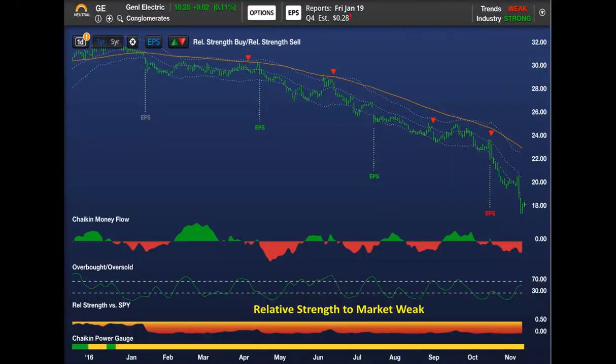Now, in this case, we're leading off with General Electric, which has been in the news. It didn't have a bearish power gauge rating. The rating turned neutral, but it's been underperforming the market for over a year, and therefore it was eligible for these relative strength sell signals. This one came above 28. This one came at 27 and change. This one came at 23 and change. This one came at 22.